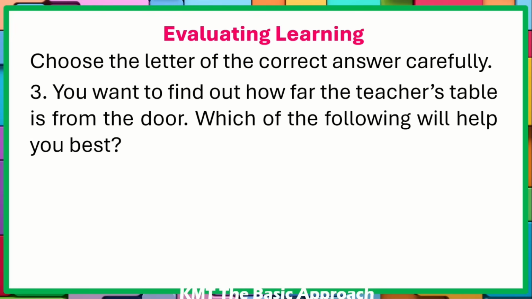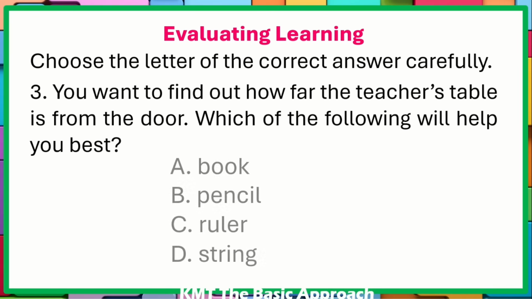Number 3. You want to find out how far the teacher's table is from the door. Which of the following will help you best? A. Book. B. Pencil. C. Ruler. D. String. What is the correct answer? Great! The correct answer is letter C. Ruler.